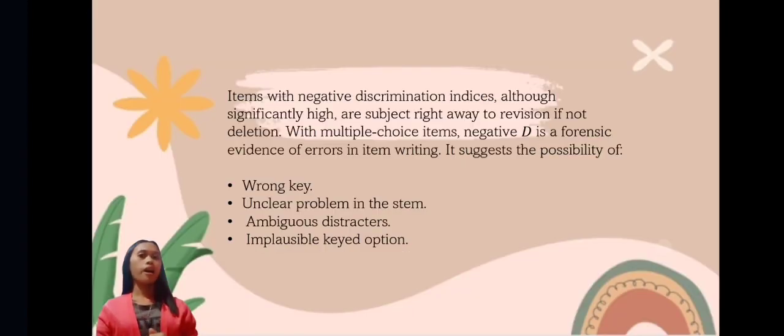Items with negative discrimination indices, although significantly high, are subject right away to revision if not deletion. With multiple choice items, negative D is a forensic evidence of errors in item writing. It suggests the possibility of a wrong key, unclear problem in the stem, ambiguous distractors, and an implausible key option.